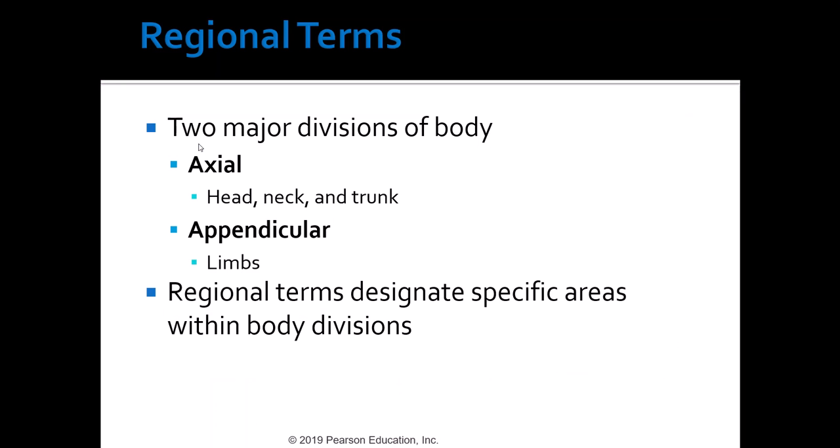Typically, we break the body into what we call the axial body and the appendicular body. So the axial regions of the body are the head, the neck, and the trunk, and then all of the body parts therein. And then the appendicular part of the body refers to the limbs. Within the axial body and the appendicular body, we then have all of these various regional terms that designate all these different areas within these body divisions.